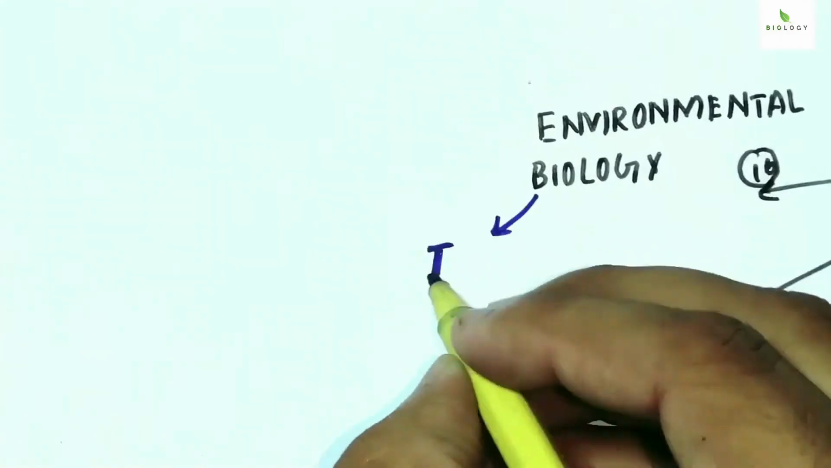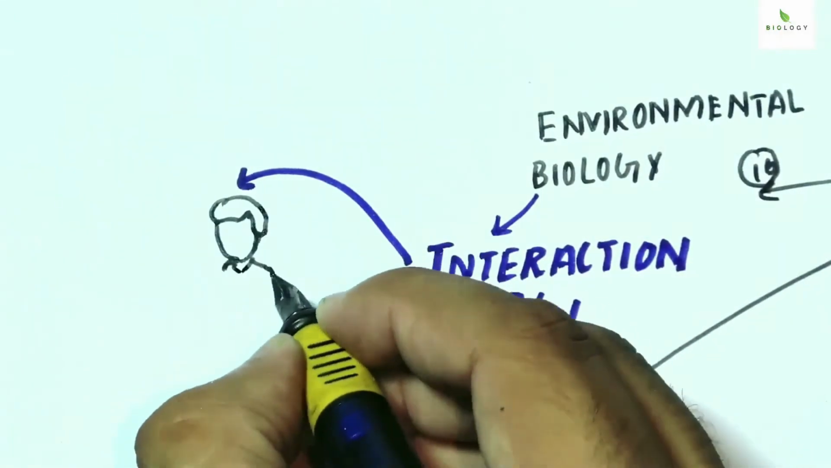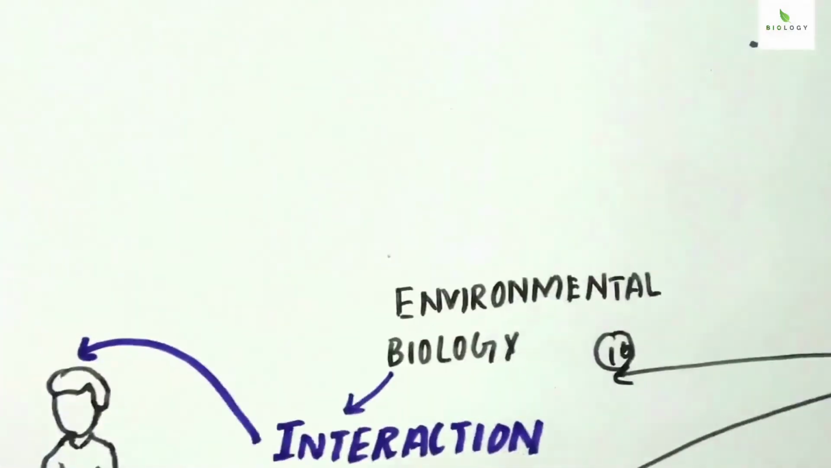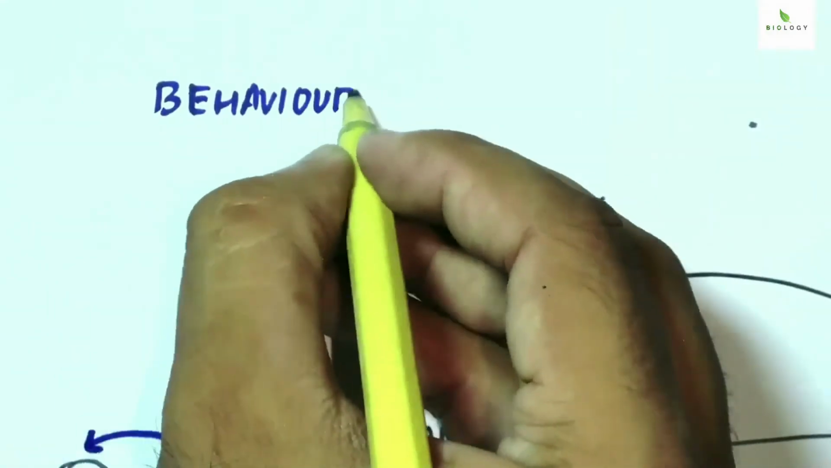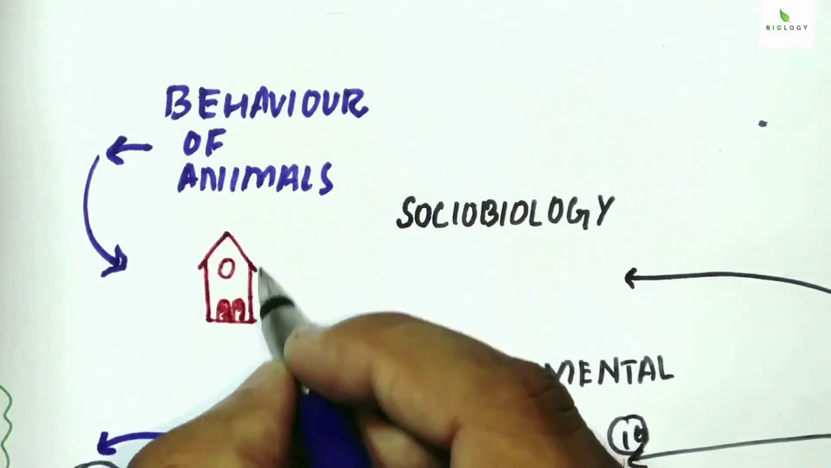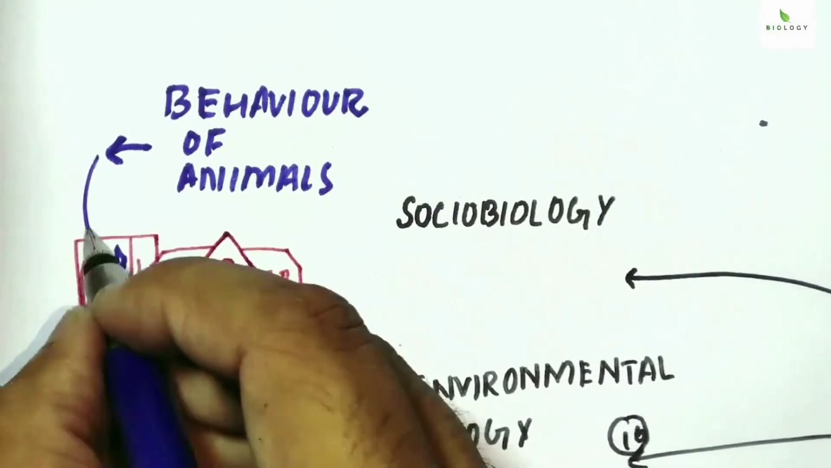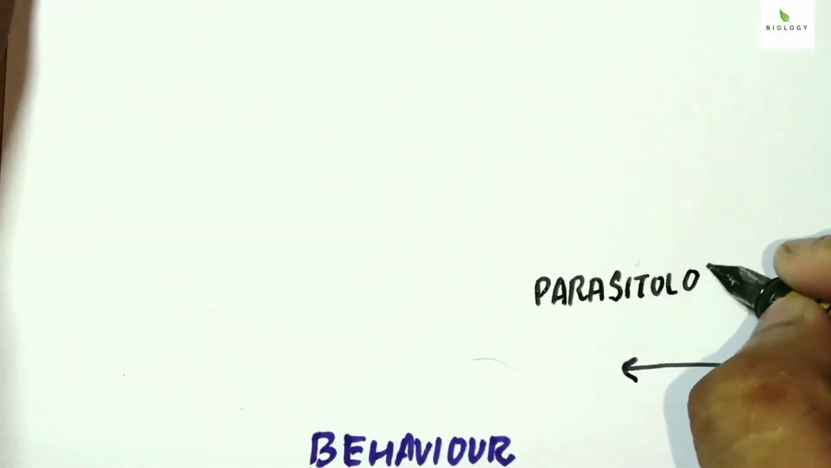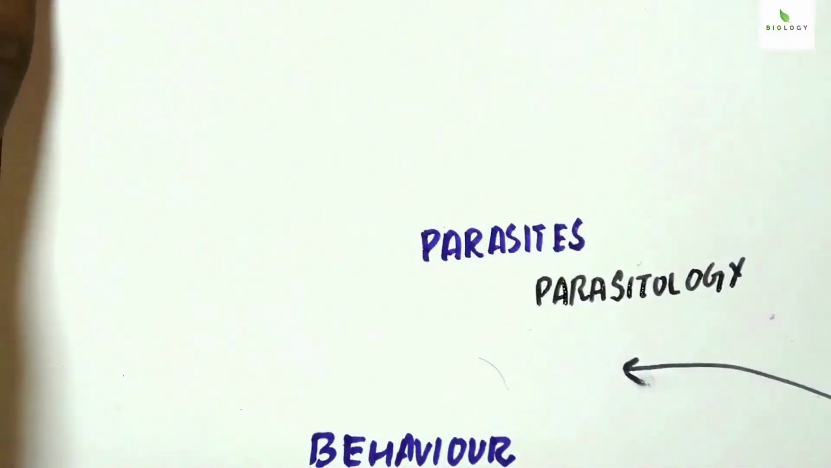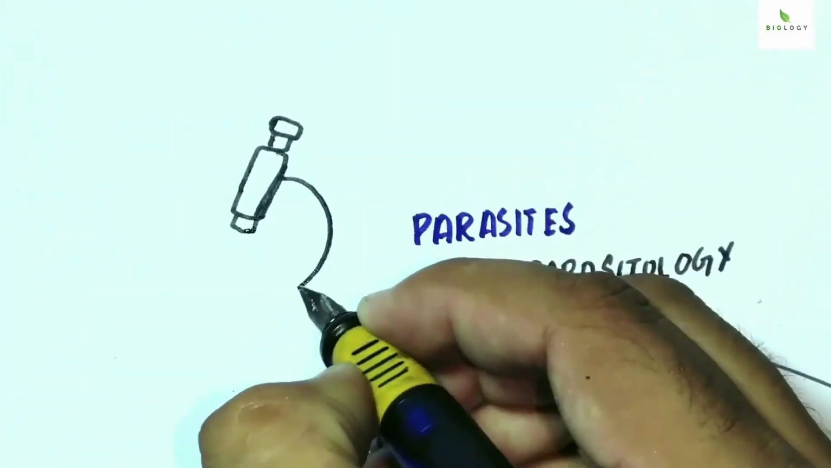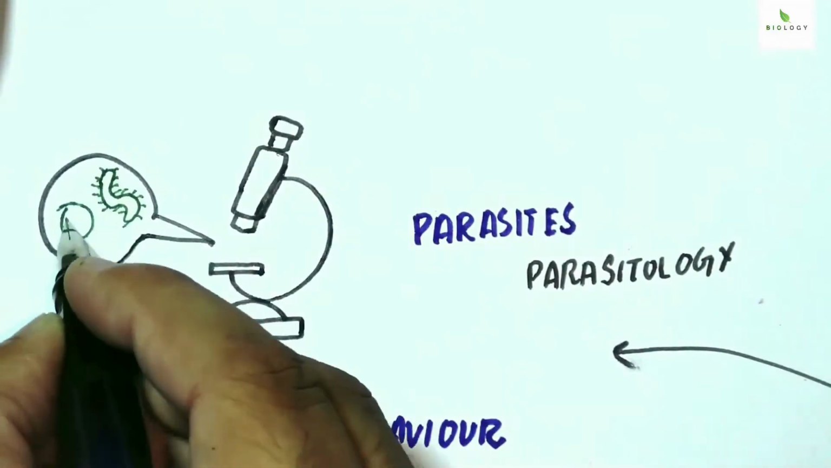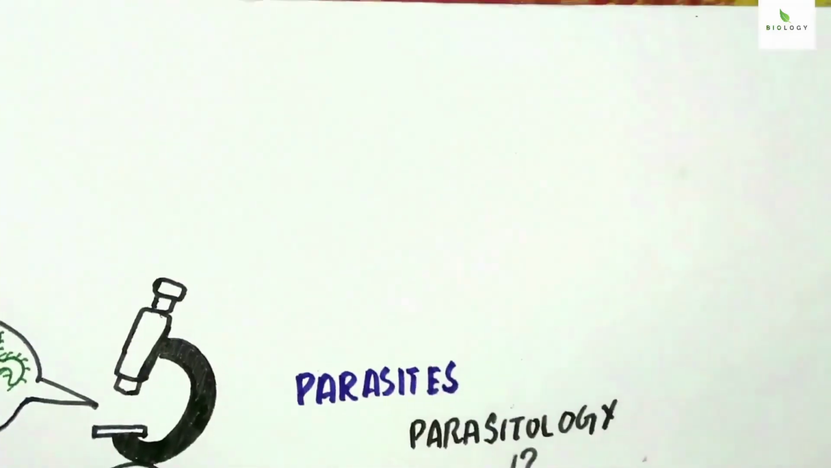Environmental biology. It deals with the study of interactions between the organisms and their environment. Sociobiology. This branch of biology deals with the study of social behavior of the animals that makes societies. Parasitology. Parasitology deals with the study of parasites, that are the organisms that take food and shelter from the living organisms or living hosts and in return harm them.